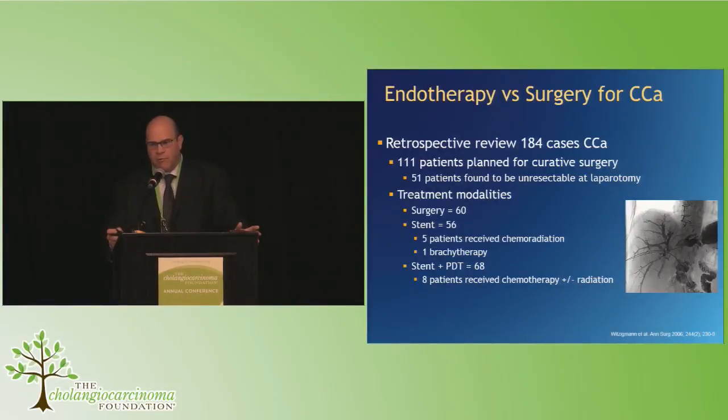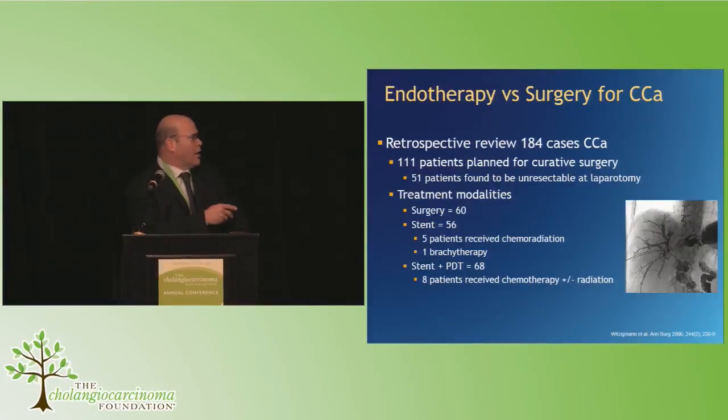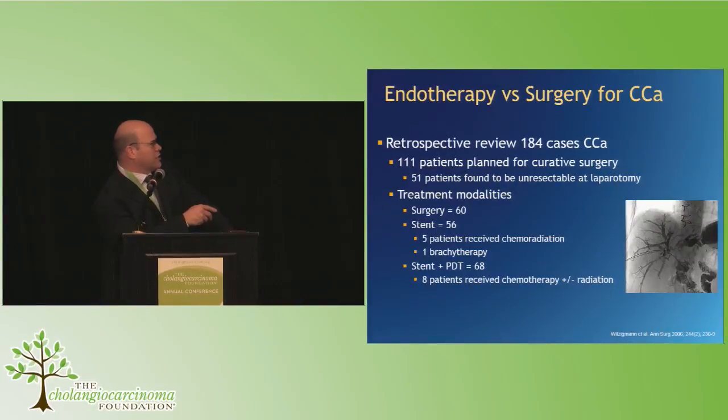So in this retrospective review of 184 cases, they were able to have patients who were, 111 of them were anticipated for surgery, but about half of the surgical patients couldn't get it. And so we end up with groups of 60, 56, and 68, three different groups that are roughly equal in size.